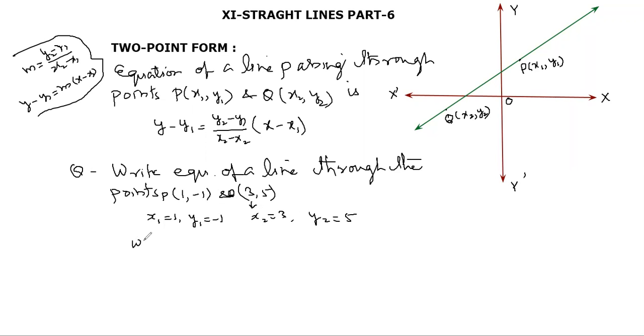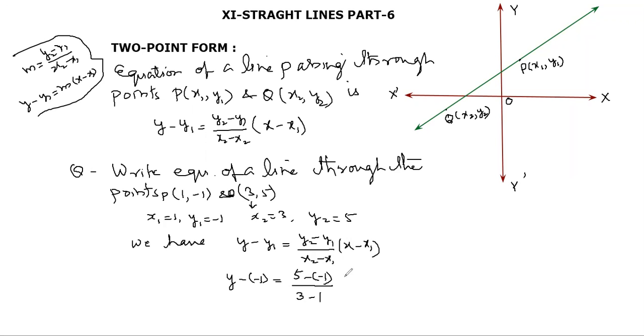Then we have the equation y minus y1 equals y2 minus y1 upon x2 minus x1, times x minus x1. Substituting the values, y minus y1 means y minus minus 1, minus minus plus. y2 is 5 minus y1 which is minus 1, upon x2 which is 3 minus x1 which is 1, times x minus x1 which is 1.